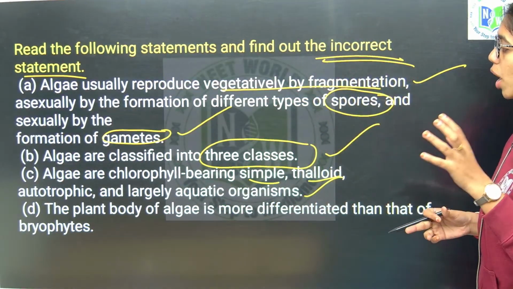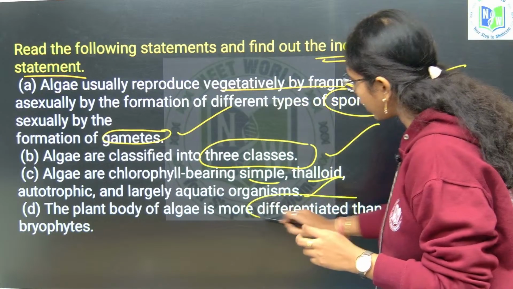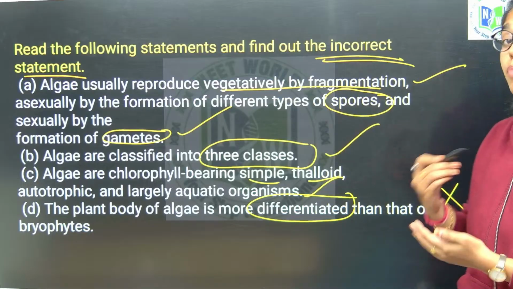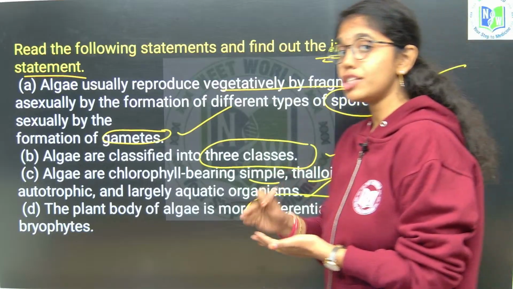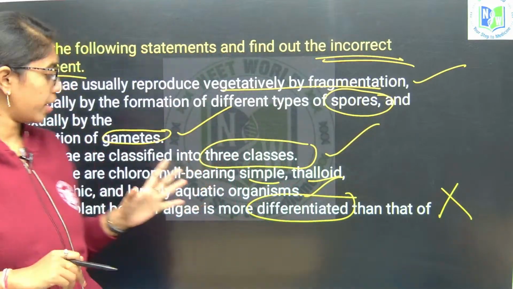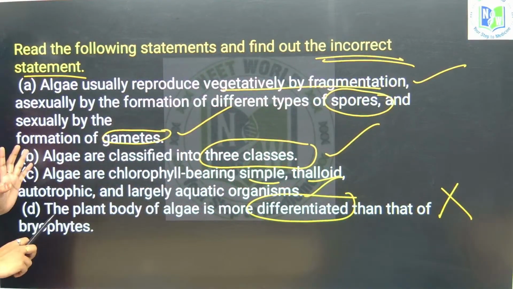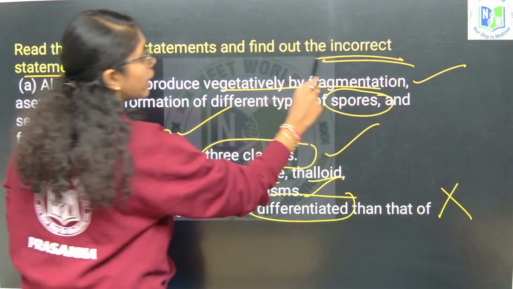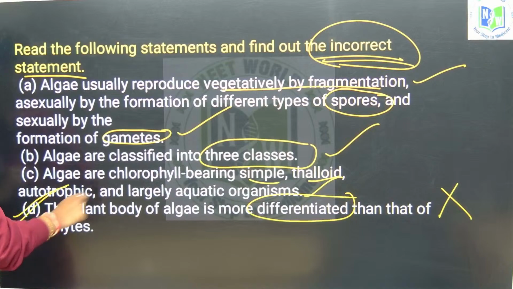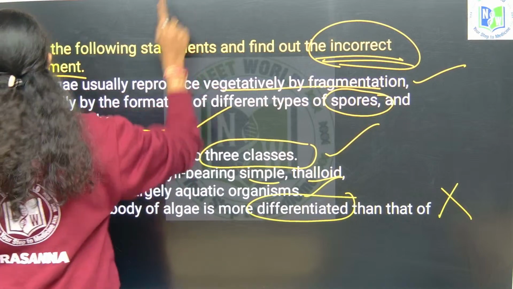The plant body of algae is more differentiated than the bryophytes. This is wrong. The plant body of bryophytes is more differentiated than algae. Algae has a simple thalloid body. So which option do we have to eliminate over here? When incorrect statements are asked, we have to go with option 4. Next question.